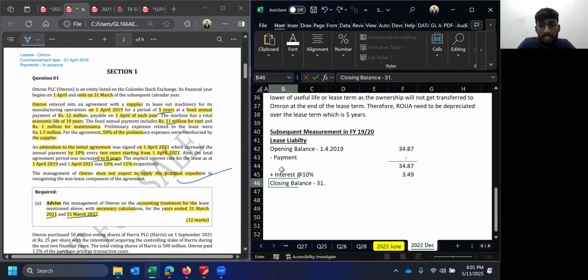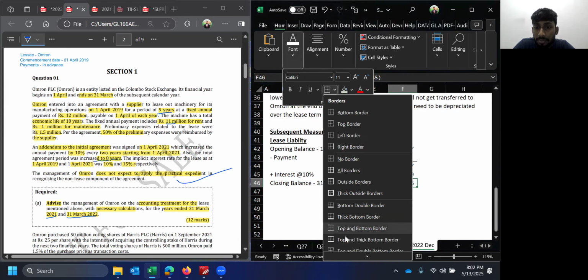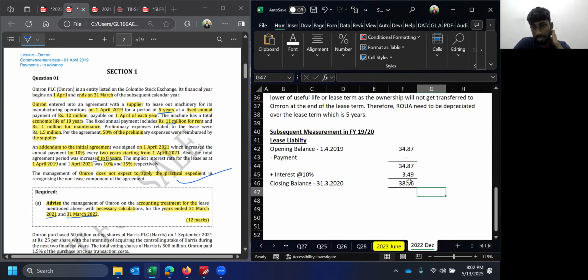Closing balance at 31st March 2020. So here I have 38.36. Please tell me, is the answer okay with you? Are there any differences between your calculation and my calculation? No, sir. It is okay.